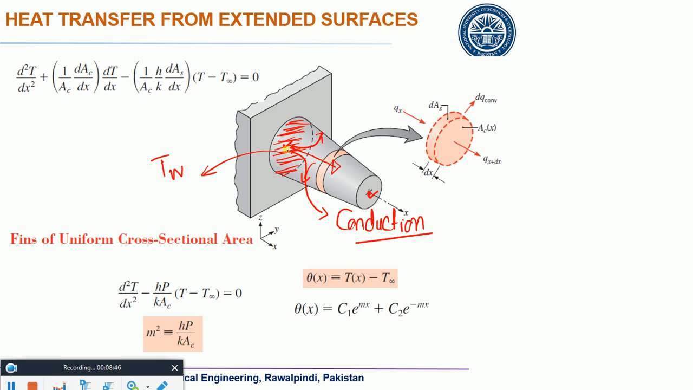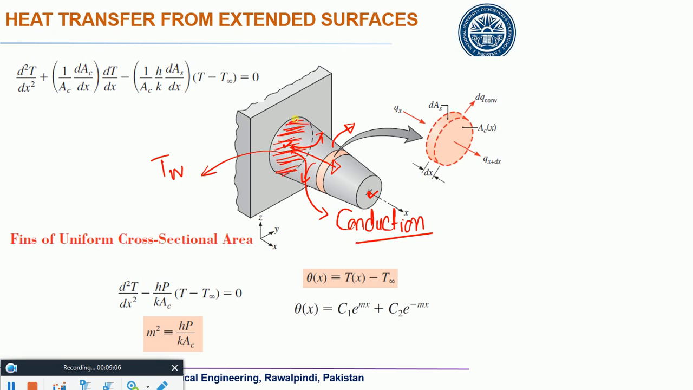So what are we assuming? That heat is only going in this direction. It means that at any cross section you have the same temperature, and at the next cross section the temperature would obviously be changing. Right? Now, this is the surface, and from this surface that heat would be convected away by the fluid outside.